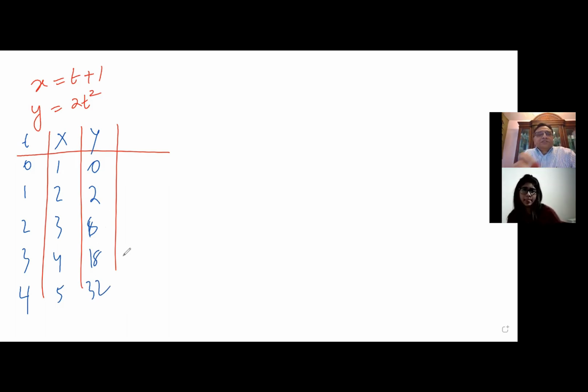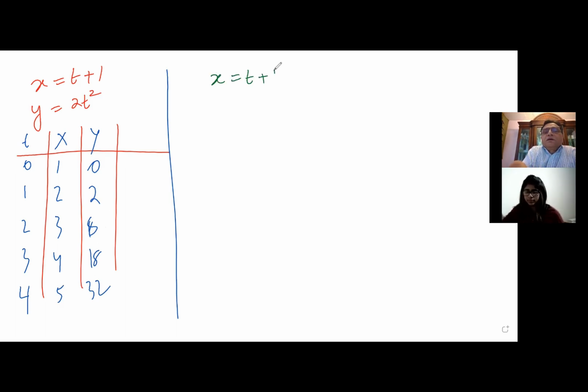Now, as you were saying, we can actually write the parametric equation also. Let's do that part. We know x is equal to t plus 1, correct? So what is t equal to? x minus 1 is equal to t. Perfect. We say y equals 2t squared. So what is t for me? x minus 1, and done.